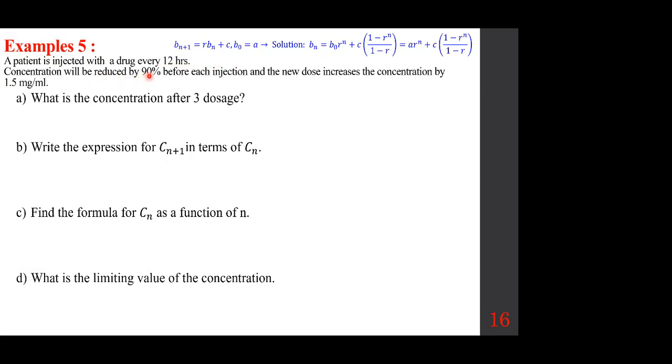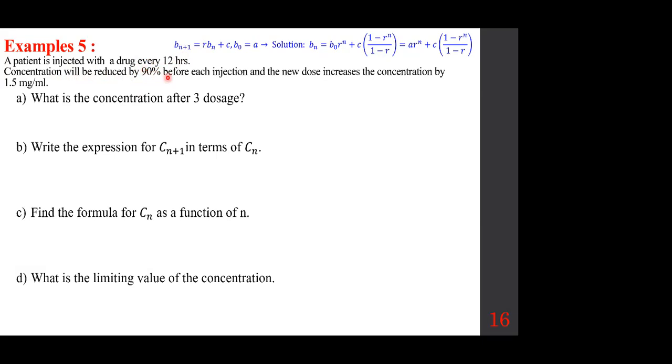Now, concentration will be reduced by 90% before each injection. Now look at this one. Can we figure out anything from this 90%, class? Anyone? What matters is what remains in the body. Concentration will be reduced by 90%. So what is left? 10%. So r is 1 minus 90%. That means 0.1 or 10%.